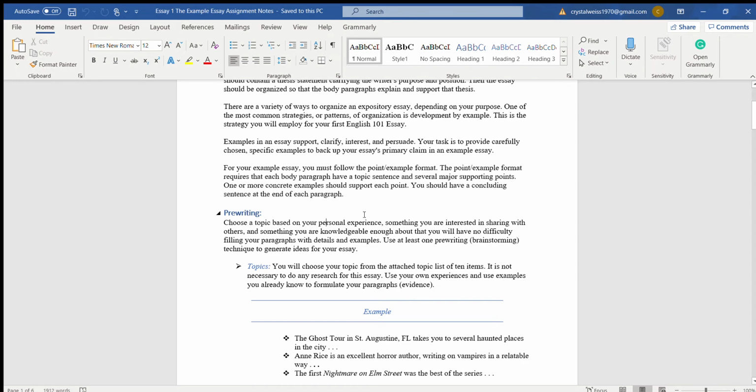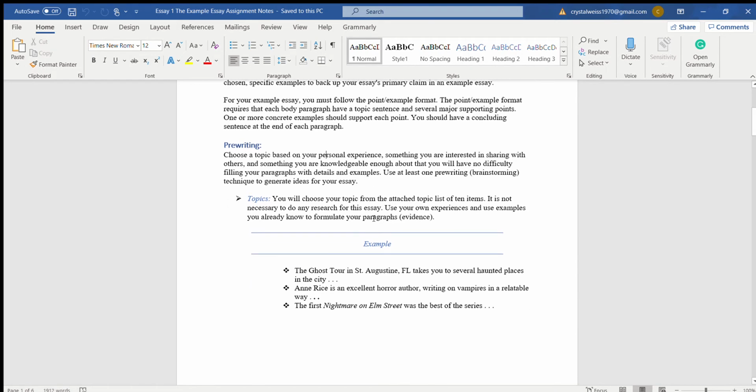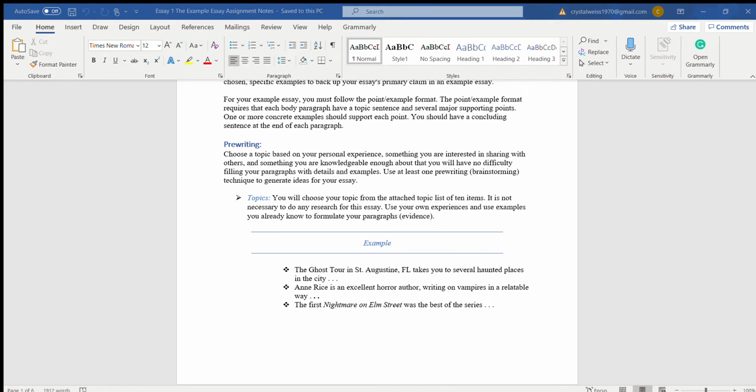For your example essay, you must follow the point example format. The point example format requires that each body paragraph have a topic sentence and several major supporting points. One or more concrete examples should support each point. You should have a concluding sentence at the end of each paragraph. Okay. From here, we're going to go over and look at the topics.